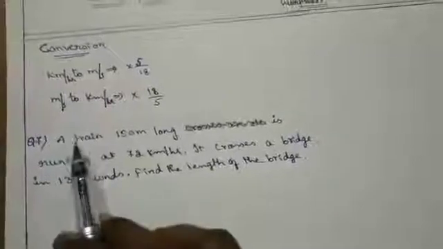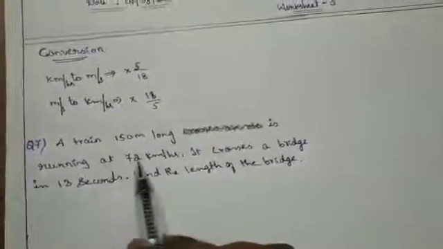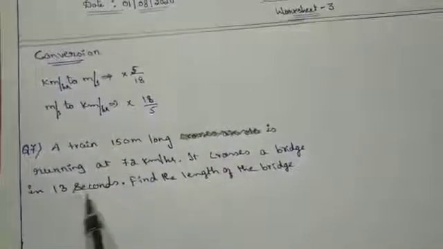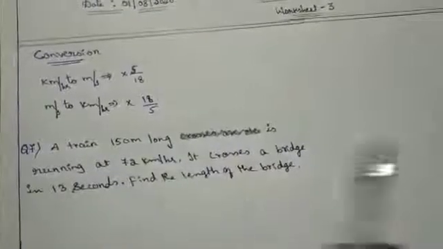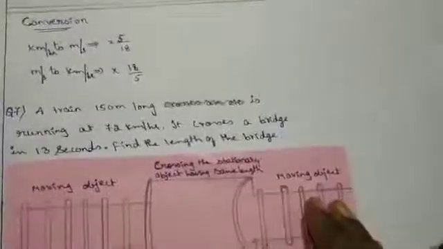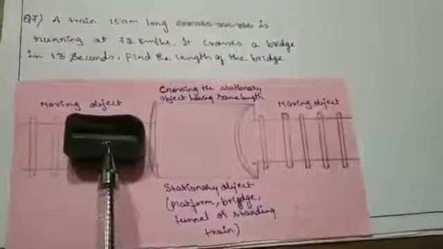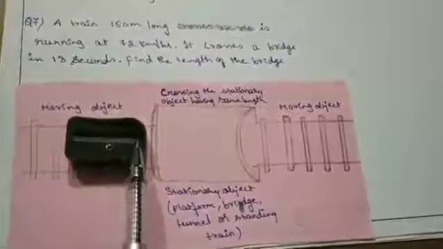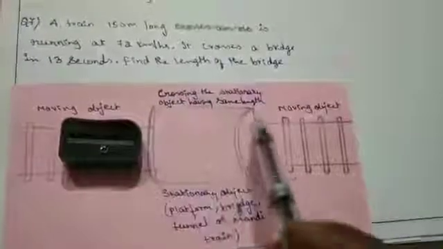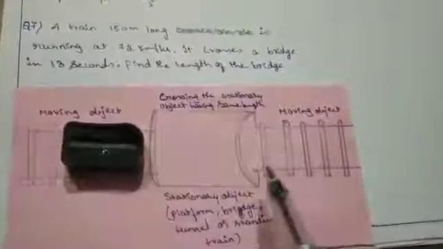The question given: a train 150 meter long is running at 72 km per hour. It crosses a bridge in 13 seconds. Find the length of the bridge. So it is this kind of question, children. A train is standing here, 150 meter long, and it moves with a speed of 72 km per hour and it crosses the bridge in 13 seconds. Find the length of the bridge.